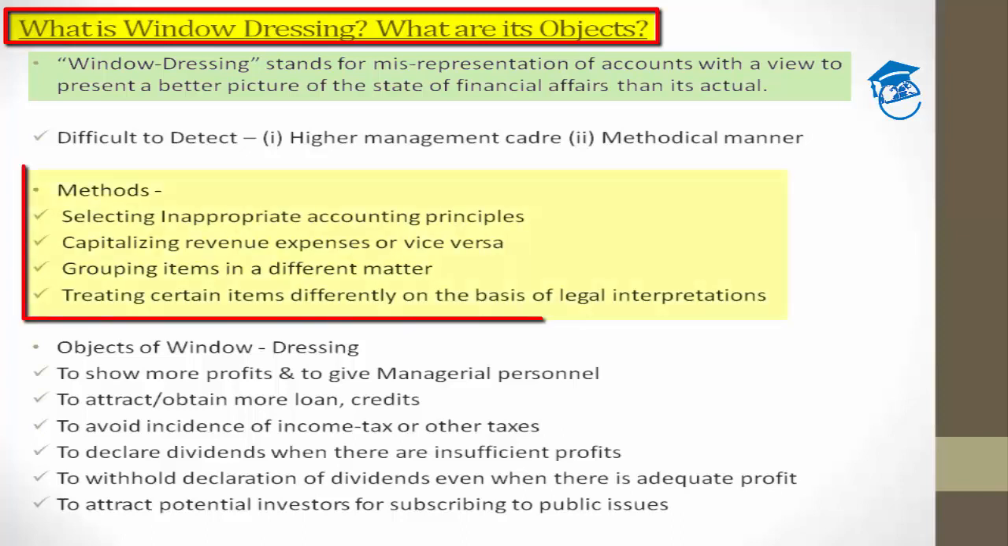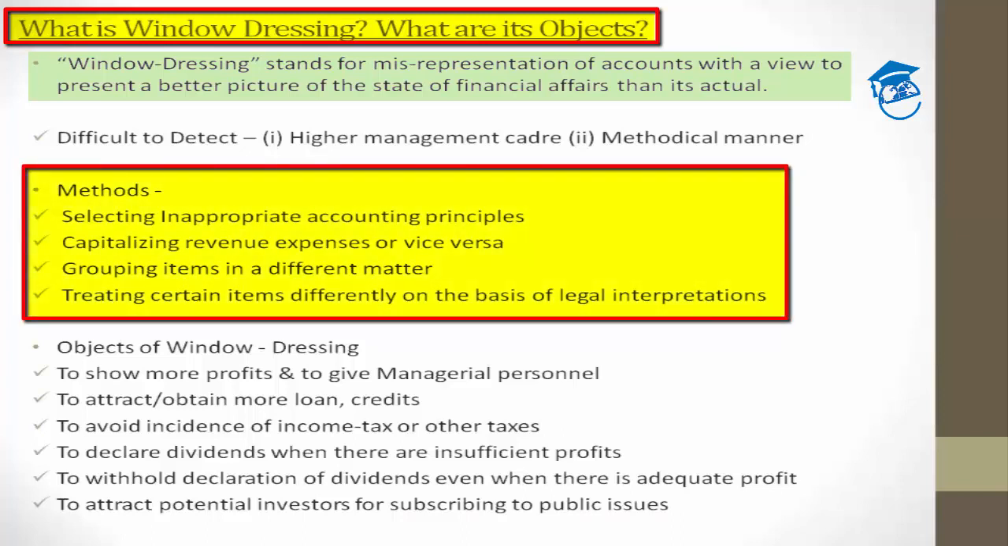Next is the methodical manner. So it is done in a very methodical manner. By methodical, I simply mean it's being done in a step-by-step manner. So that's why usually auditors are not even aware of a few things going wrong in that case. So it's very difficult because of these two reasons.